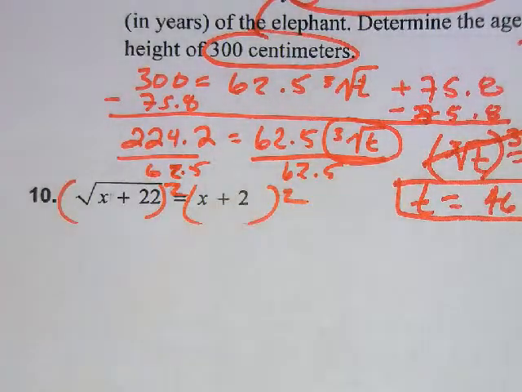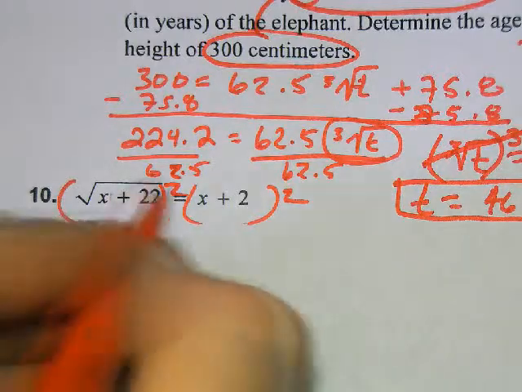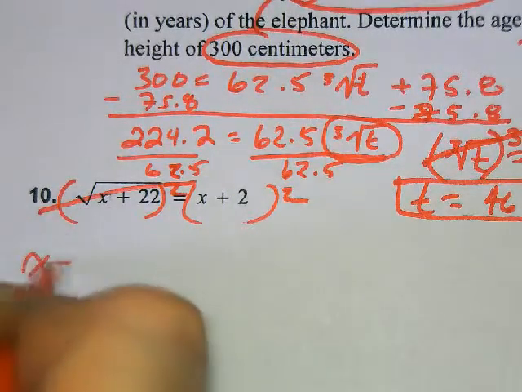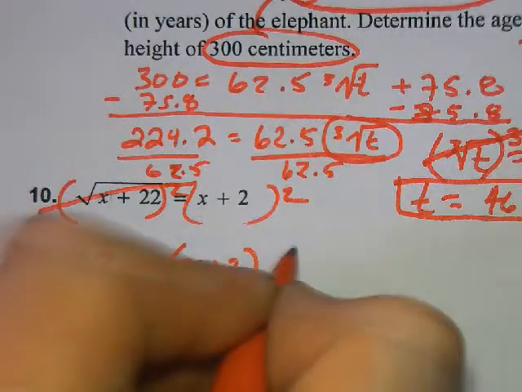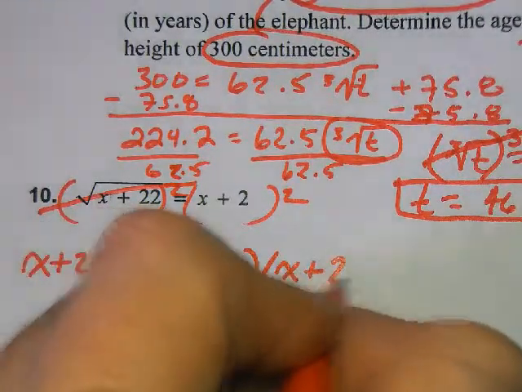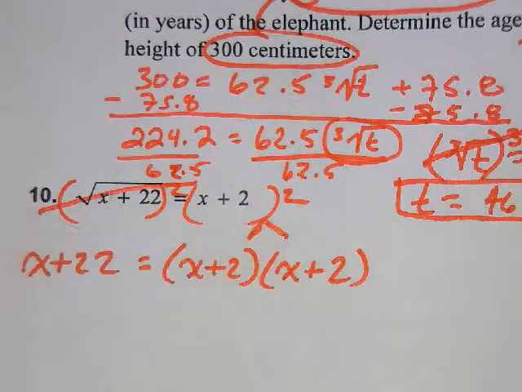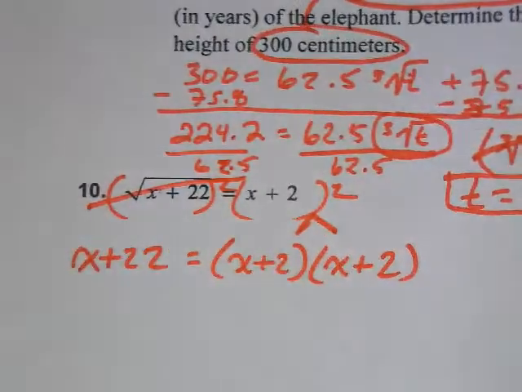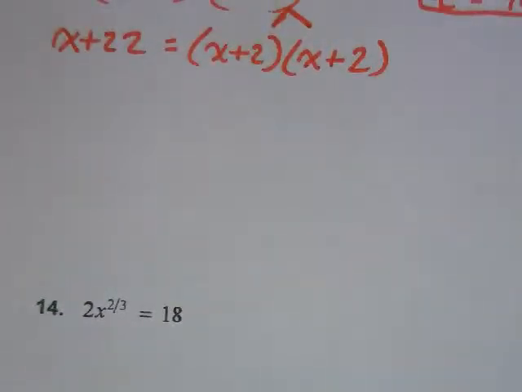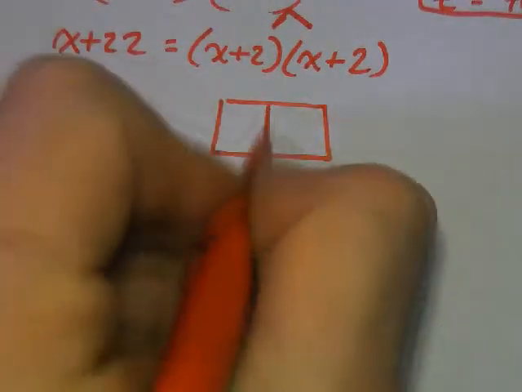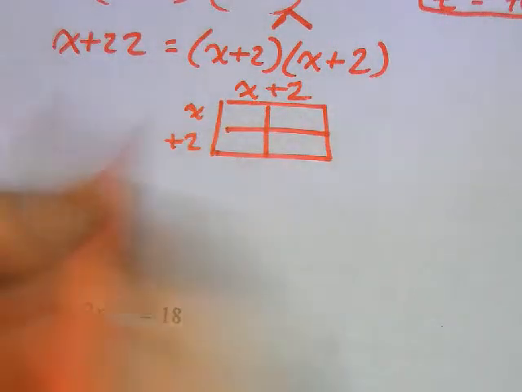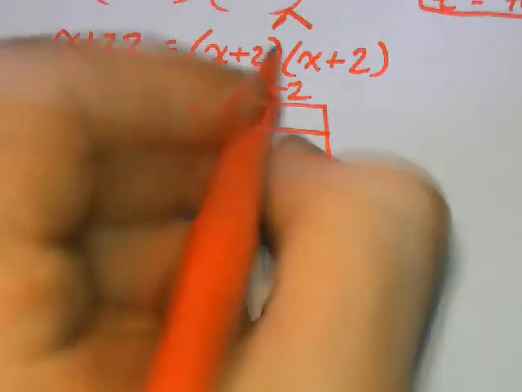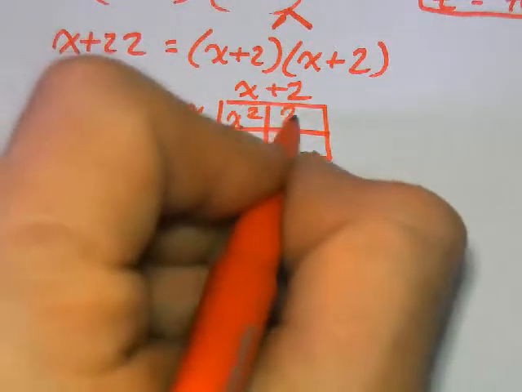you get this to cancel, so you have x plus 22, and then you have x plus 2 squared. In other words, we need to expand it out. X plus 2 squared just means that we can use an array to multiply. X plus 2, x plus 2. Multiplying inside, we have x squared plus 2x plus 2x plus 4.